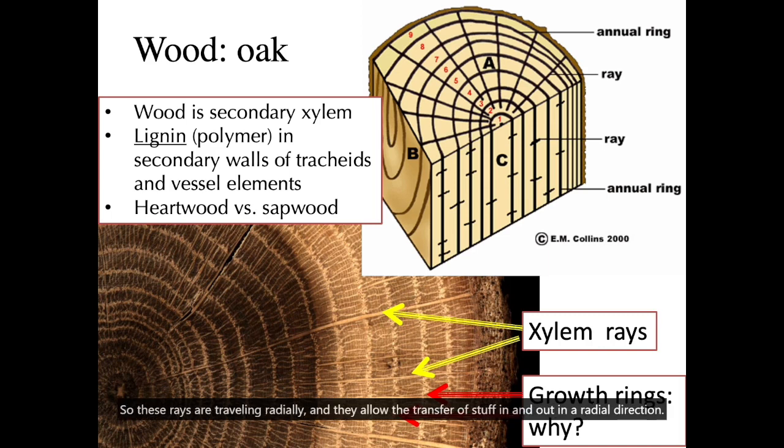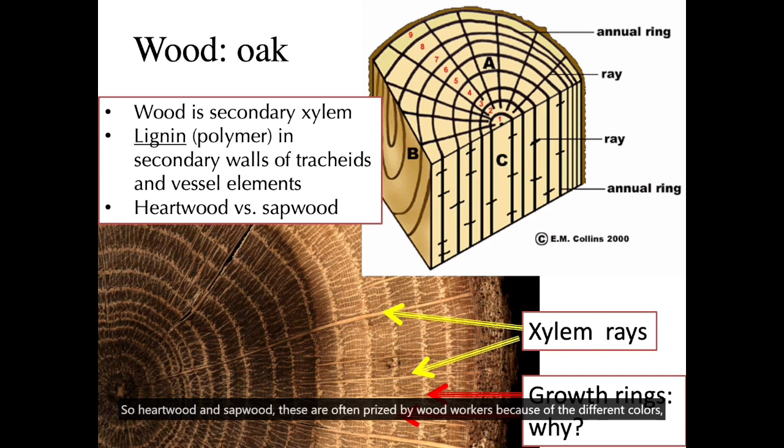So these rays are traveling radially, and they allow the transfer of stuff in and out in a radial direction. You can also see here there are a couple of colors. So the center of this trunk is darker than the outer part. The center is called the heartwood. The outer part is called the sapwood. The heartwood is filled with lots of materials. You can think of it as filled with waste products. And the sapwood is where most of the water is actually conducted up the tree. Most of the xylem sap is conducted up the tree.